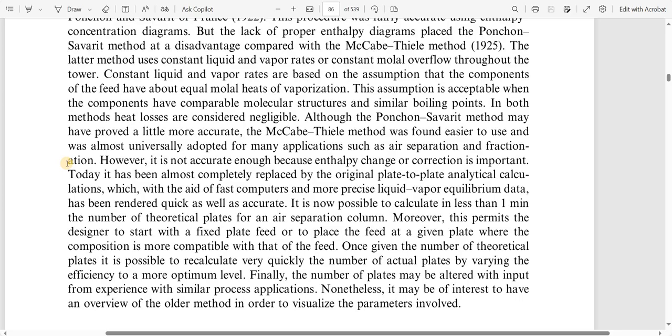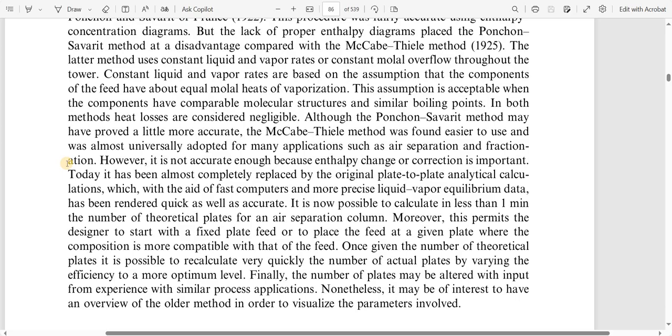Although the Ponchon-Savarit method may have proved a little more accurate than the McCabe-Thiele method, the McCabe method was found easier to use and was almost universally adopted for many applications such as air separation and fractionation. However, it is not accurate enough because enthalpy change or correction is important.